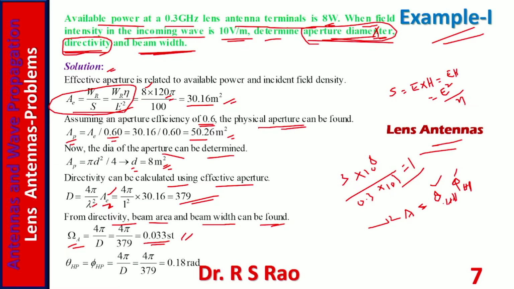Therefore, theta HP equals phi HP equals square root of omega A, where omega A is the aperture area, 4 pi by D. Theta HP and phi HP can be found as 0.18 radians. Before going further, theta HP is the half power beam width in radians in the vertical plane, whereas phi HP is the beam width in the horizontal plane or azimuthal plane.